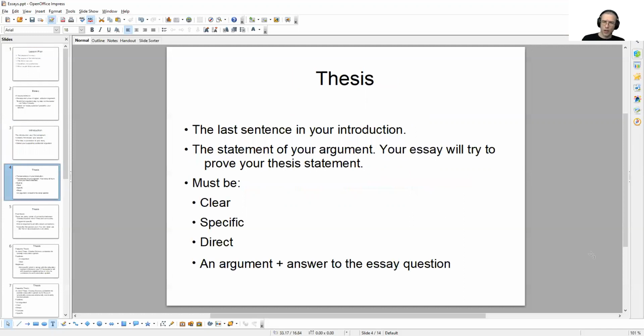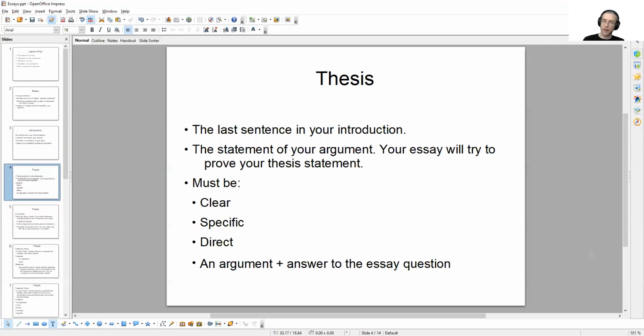The thesis or the thesis statement, the statement of your argument, is the last sentence in your introduction. Your essay is going to try to prove this thesis statement. And it has to be several things. It has to be clear. In other words, you can't leave your reader with any questions. Make sure that your thesis statement uses clear and precise language.